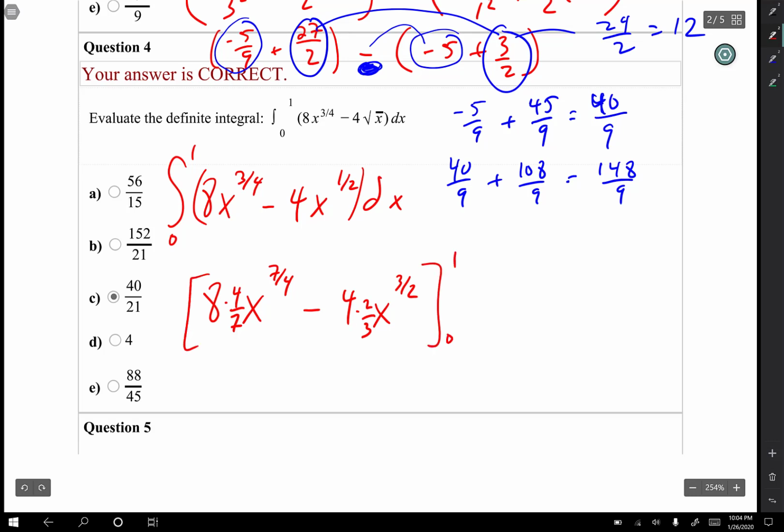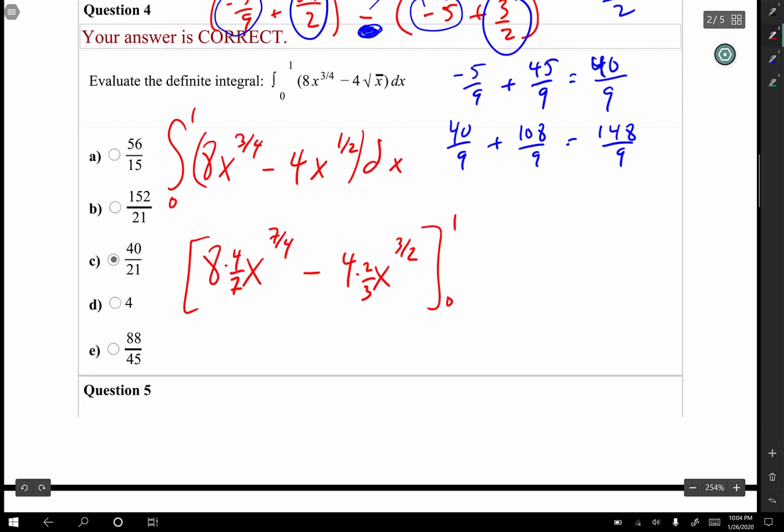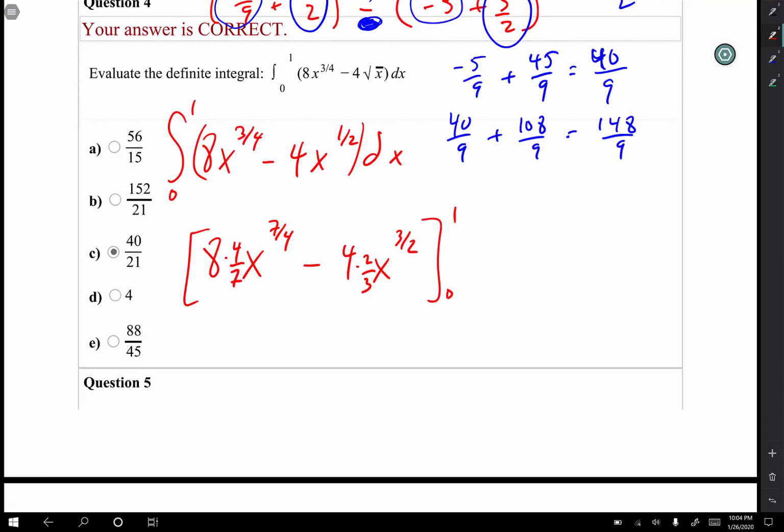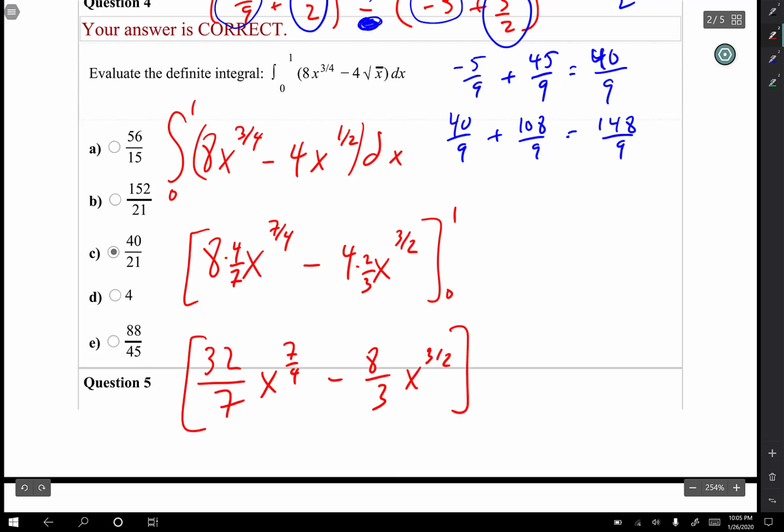I don't have to worry about the 0. In this case, I just got to worry about the 1. Let's see, 8 times 4, 8, 16, 32. So 32 over 7, x to the 7/4 minus 8 over 3, x to the 3/2. And again, to be mathematically correct, there it is. And I'm going to just do the 1. You don't have to worry about the 0.